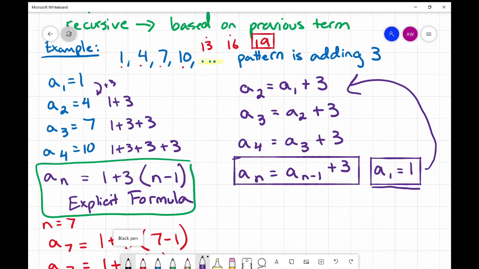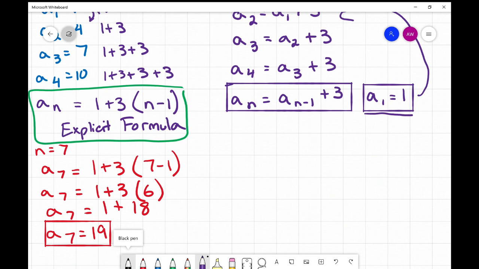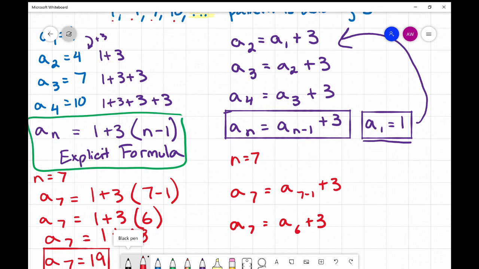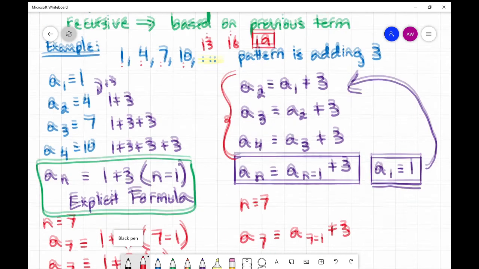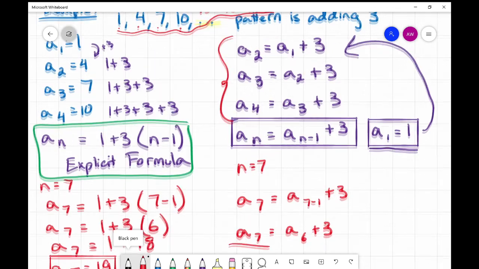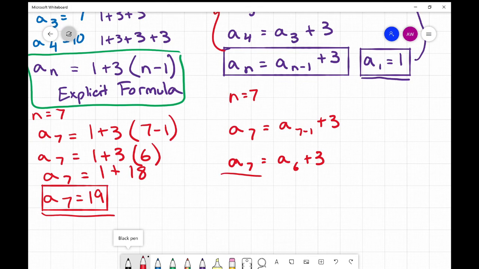So if n were to be 7, I couldn't look at this formula and say, okay, a sub 7 is equal to a of 7 minus 1 plus 3, to find out that a sub 7 is really a sub 6 plus 3. Well, that's true, but we would have to actually work through the process to find out what that a sub 7 is. And actually, this is what I previously did when I found that 19 was the number and I had wanted to verify the explicit formula.